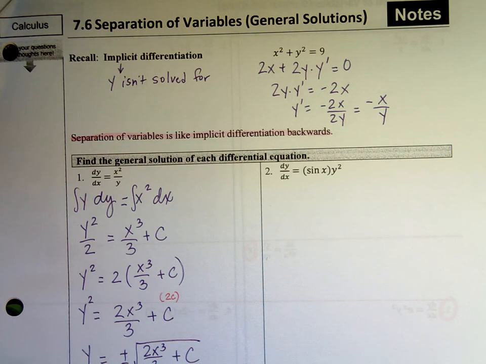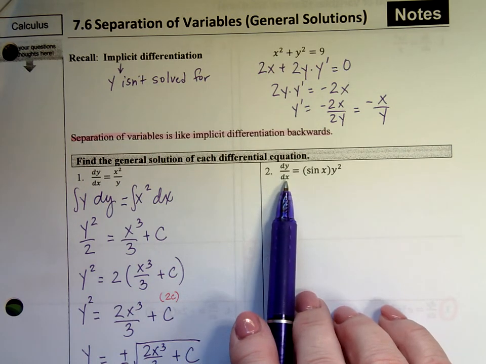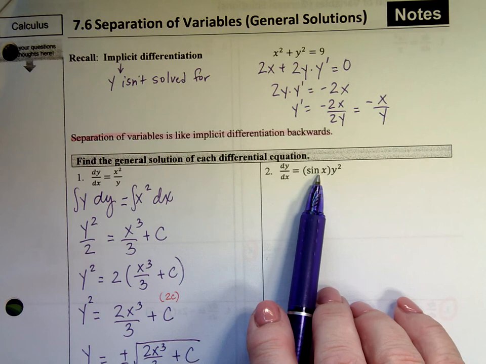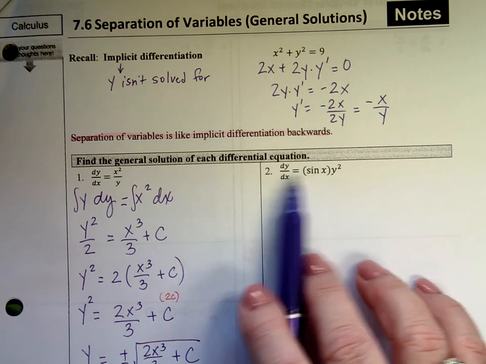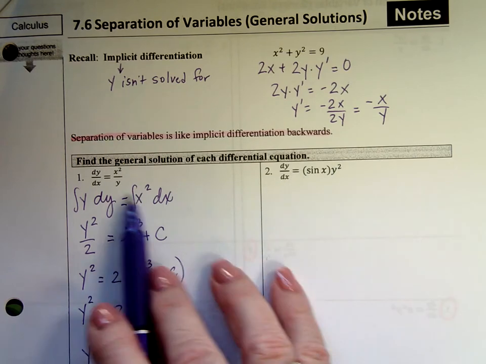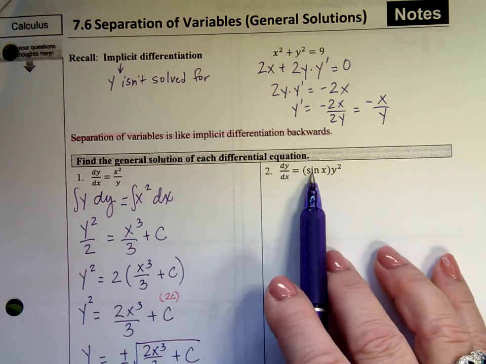If I take this, the derivative, dy over dx, and I want to get the x's on one side and the y's on the other. So sine of x stays where it is. The dx gets multiplied over here. This one's not a cross multiply. You don't have a fraction.